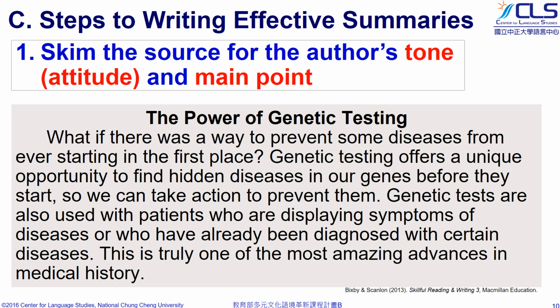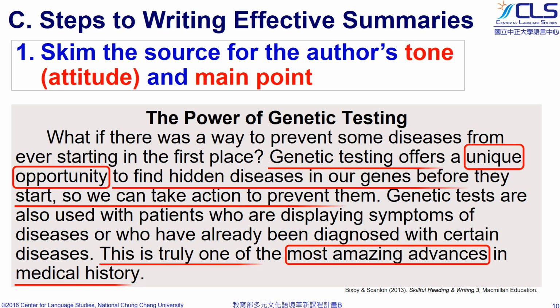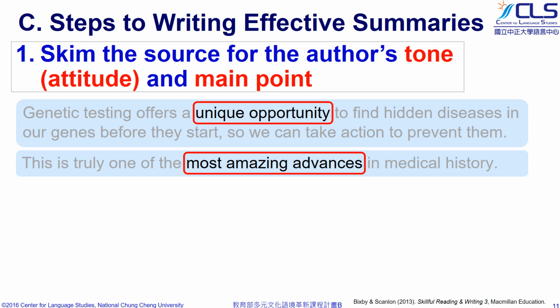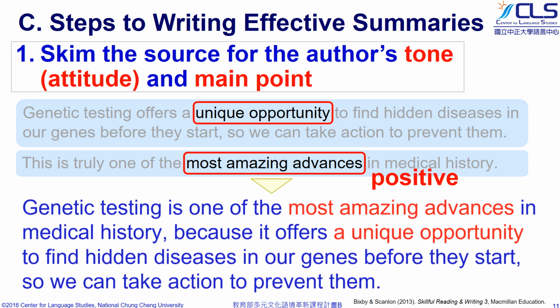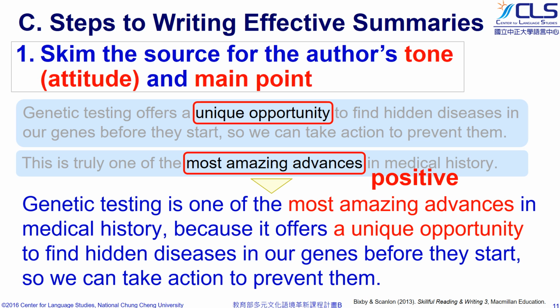For example, in the first paragraph of the article, The Power of Genetic Testing, keywords such as unique opportunity and most amazing advances certainly jump out at us. Then, when we read the sentences where these keywords are, the author's tone and main point become clearer. So, what is the author's tone or attitude towards genetic testing? Obviously, it's positive because of the word amazing, and the main point is also clearly stated, as shown in the example.